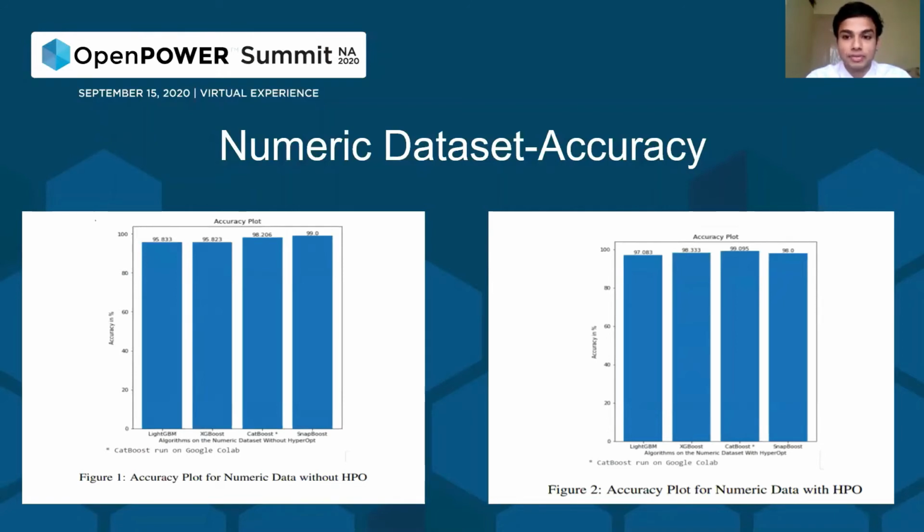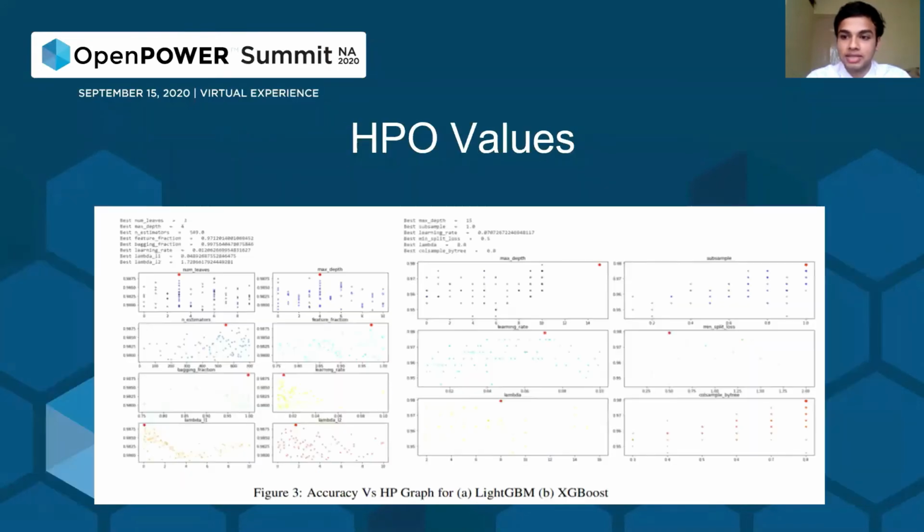In the case with HPO, while CatBoost and SnapBoost had more or less the same accuracies, LightGBM and XGBoost showed an improvement of 2 to 3%. Here are the HPO graphs. The x-axis contains the value of the hyperparameter, and the y-axis contains the accuracy obtained.